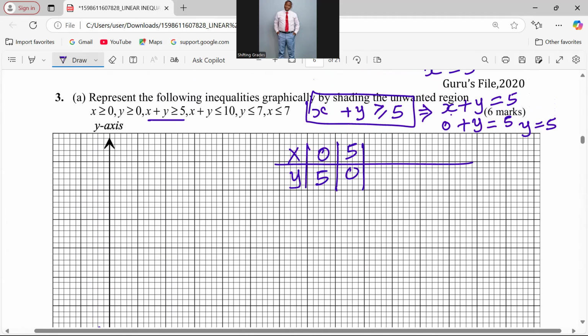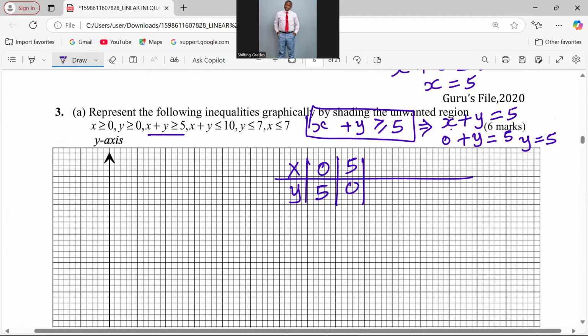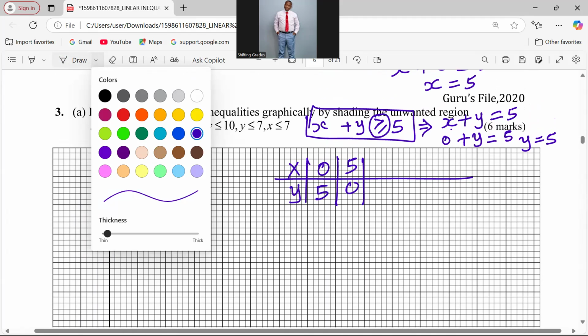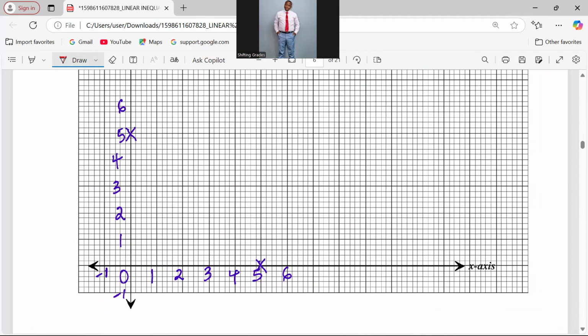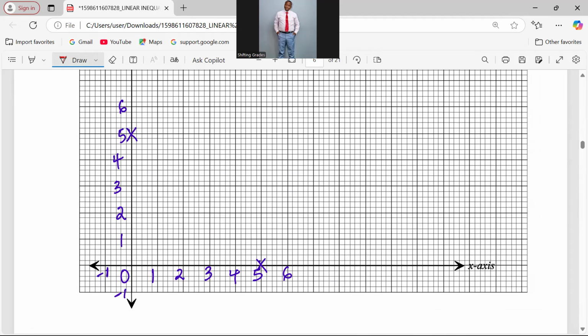We also have to remember that the line is going to be a complete line because the inequality is greater than or equal to. So now I'm supposed to do the straight line by connecting the two coordinates. So let me do that. So now we are having our line here. Let me label the line. This is line.